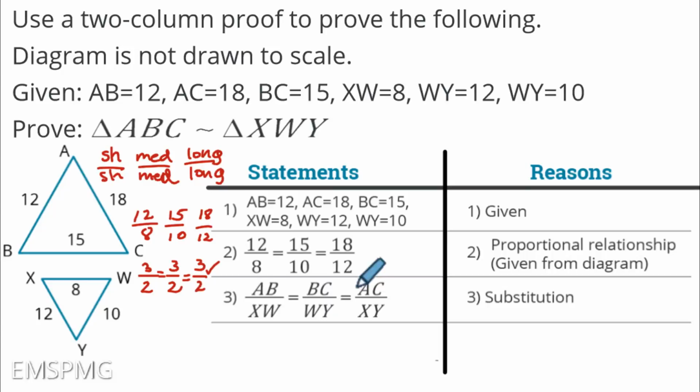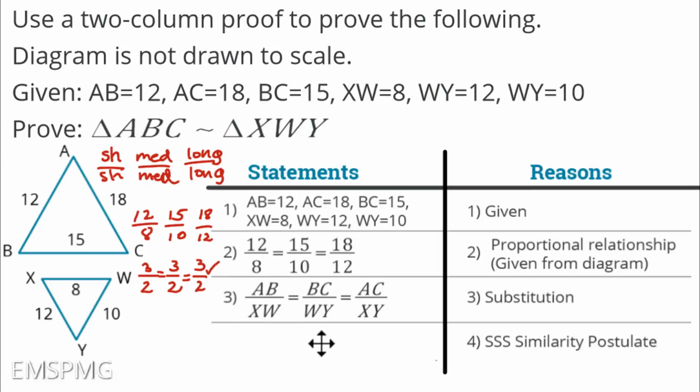All 3 sides are proportional. This means that the side-side-side SSS similarity postulate is true. Anytime you use a similarity postulate, what you have proven is that the two triangles are similar. So we've done our job.